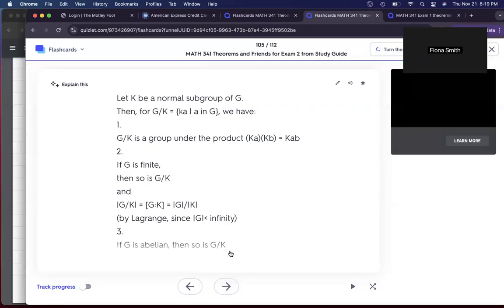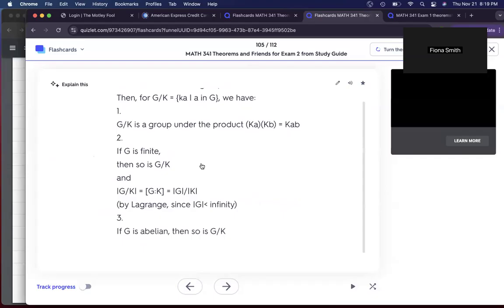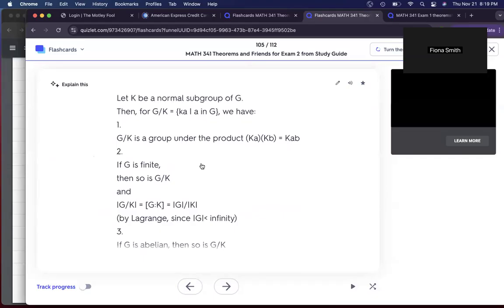Theorem 8.13. Let K be a normal subgroup of G. Then for G mod K, which is the set of Ka for all a in G, so that's the set of cosets, we have three things. G mod K is a group under the product Ka Kb equals Kab.